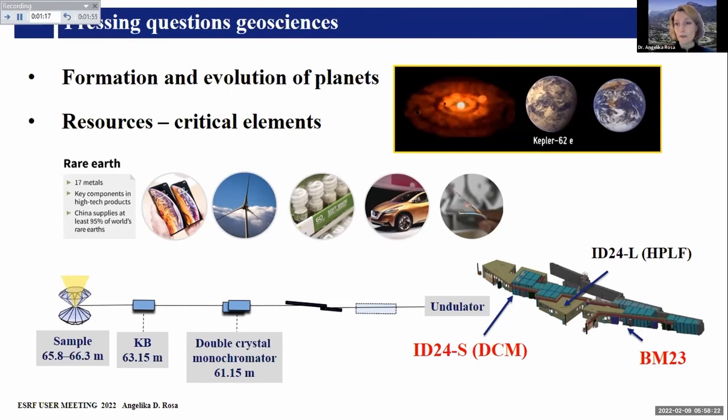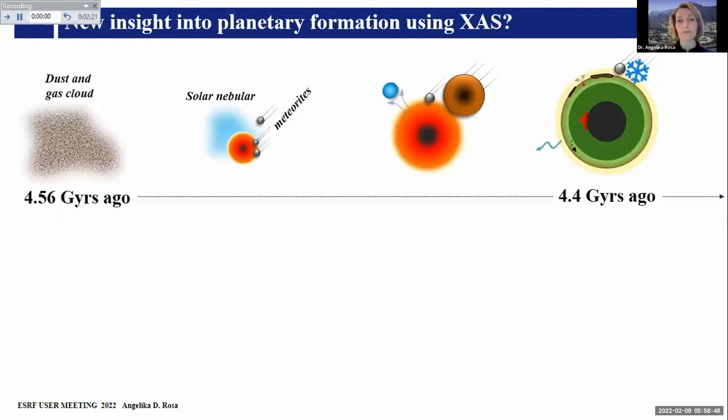So ID24 DCM will now be transformed from an energy dispersive scheme to an energy scanning scheme, where the undulator will be coupled uniquely to a monochromator and a KB system, which will allow us to combine this technique with high pressure sample environments to study very small sample volumes.